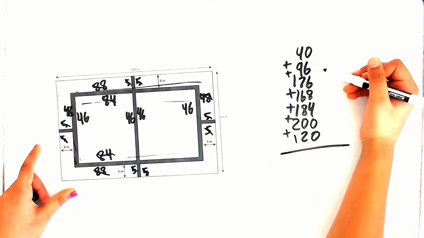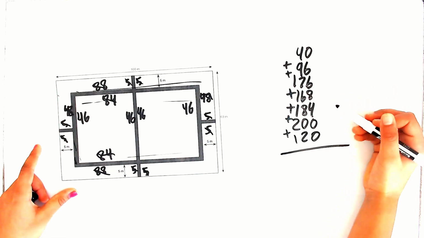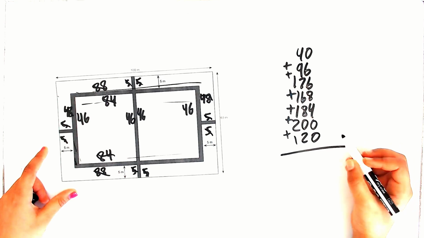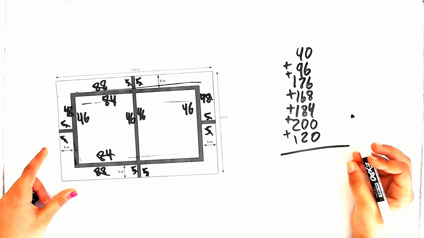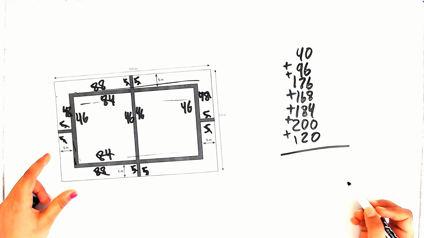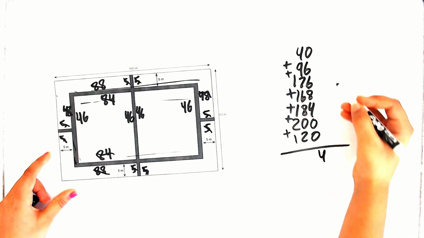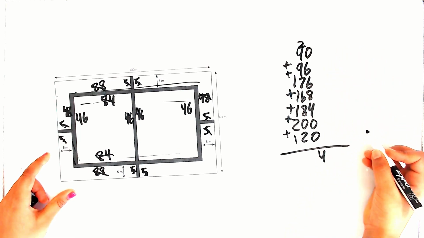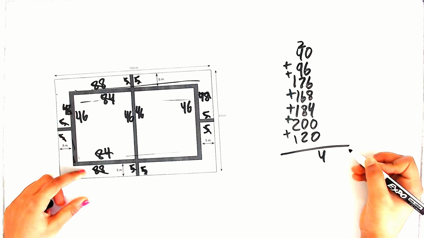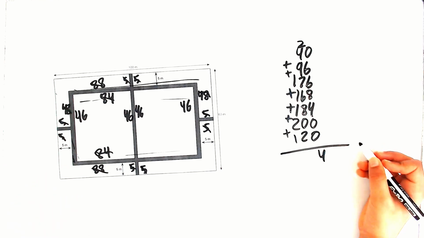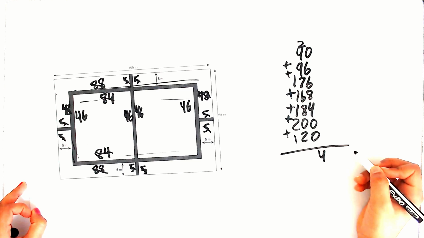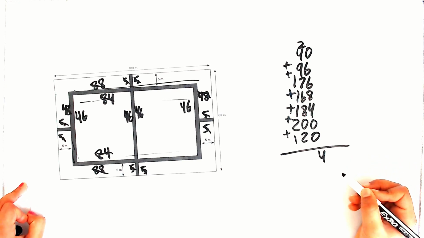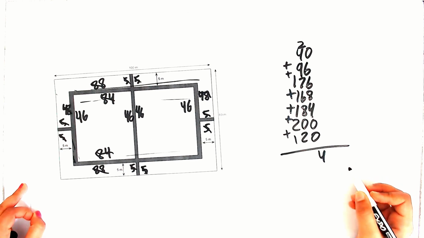0 plus 6 is 6. Plus 6 is 12. Plus 8 equals 20. Plus 4, 24. And 0 plus 0, 24 plus 0 is 24. Plus 0 is 24. So that's 4 and 2. 2 plus 4, 6. Plus 6 equals 12. Plus 9 equals 21. Plus 7 equals 28. Plus 6 equals 34. Plus 8 equals 42. Plus 0 equals 42. Plus 2 equals 44.